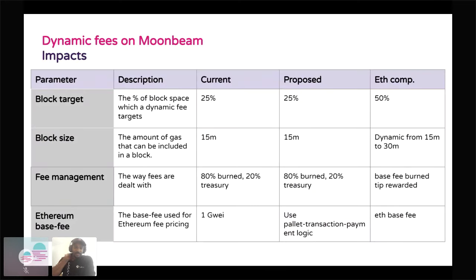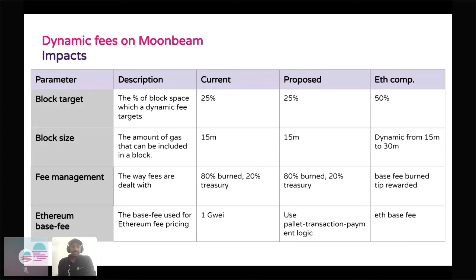So in order for you to understand this change a bit more, with the help of Steven, I put them into this table where basically we can see the different parameters, what each does, what the current state is, what we propose, and the comparison with Ethereum. So basically, the block target is the percentage of block space that we are targeting. We would like to have something like 25% of block space used per block. And this value will not change from what is done today already. As an element of comparison, on Ethereum this is 50%.